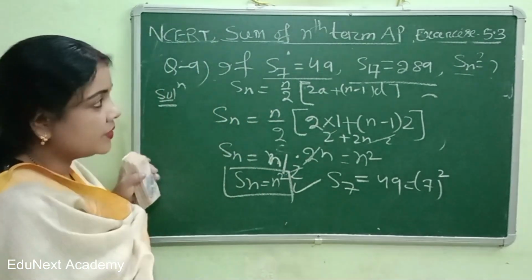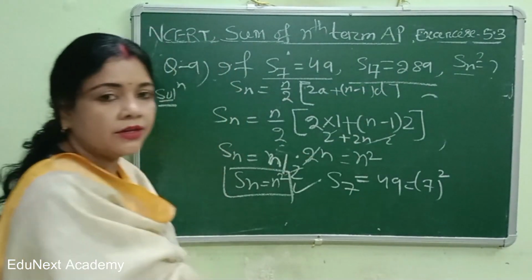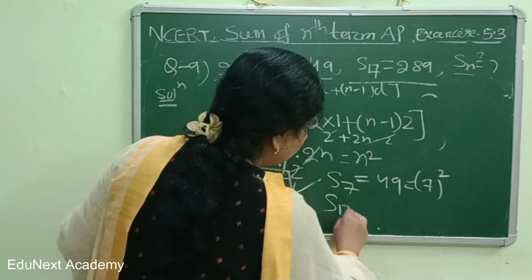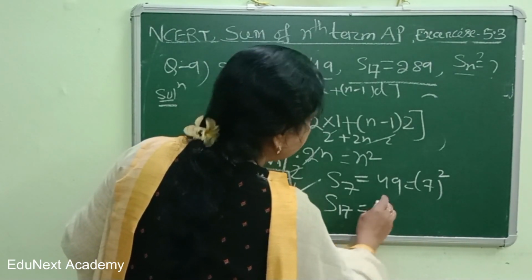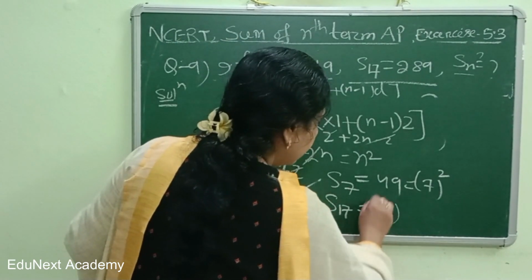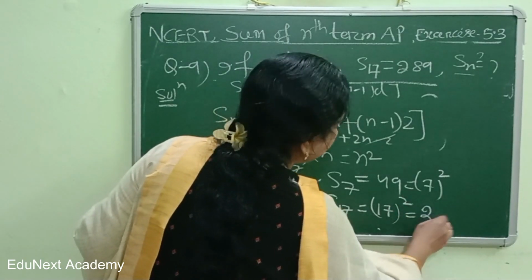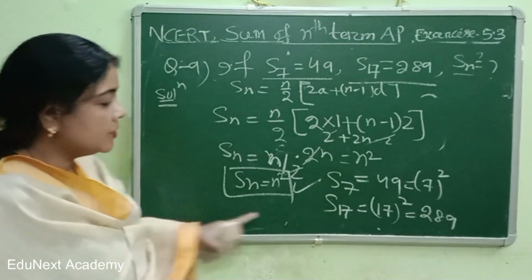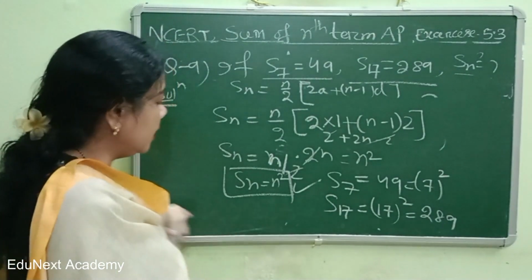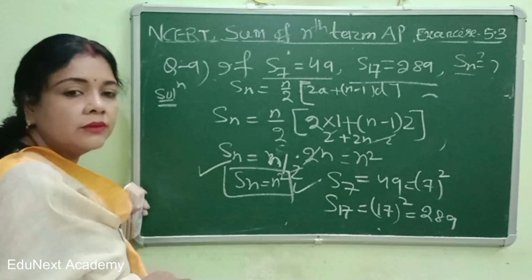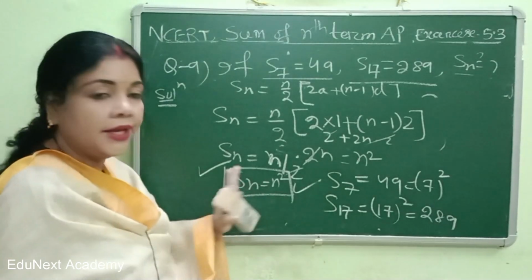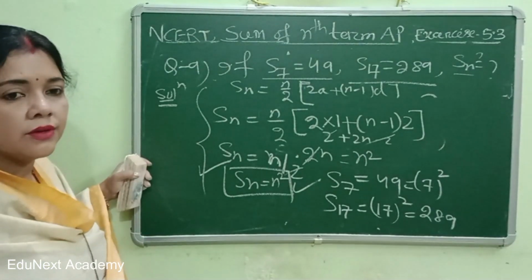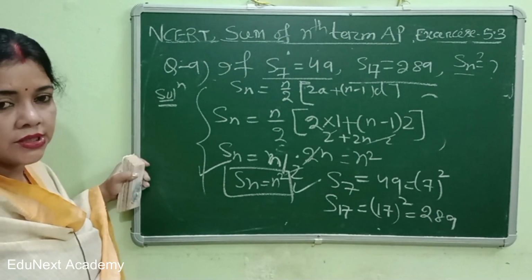If you want to test whether that particular thing is coming under S n square, you can also find that out. That is 17 square is equal to 289. So both the sums are satisfying the formula, S n is equal to n square, right? So in this way you solve your textbook questions.